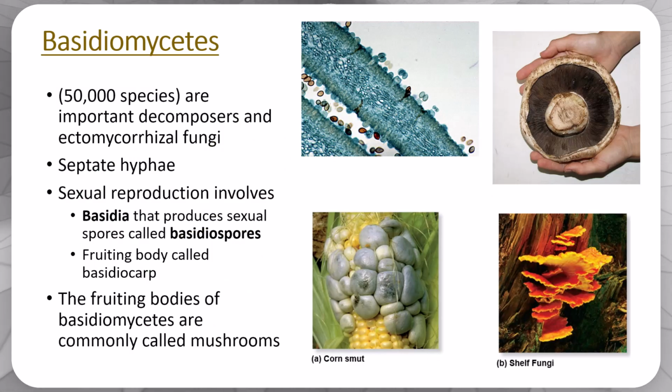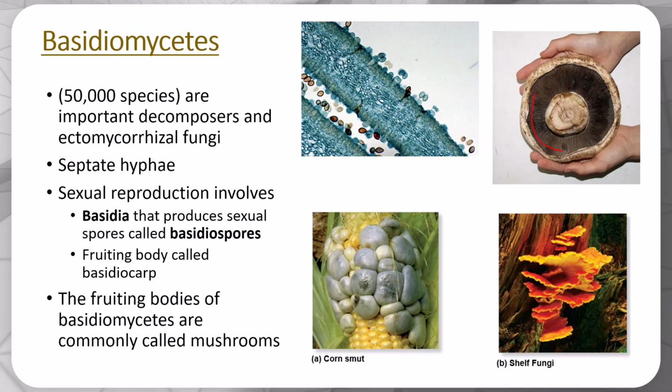Basidiomycetes is another very numerous fungal group. There's about 50,000 species of Basidiomycetes, and these are important decomposers. They're also important ectomycorrhizal fungi. Also, generally when you're thinking of a mushroom, you're probably thinking of Basidiomycetes, right? Look at that guy. That's a pretty big mushroom there. Edible. I'm not saying they're all edible, but typically when you think of a mushroom, you're thinking Basidiomycetes.